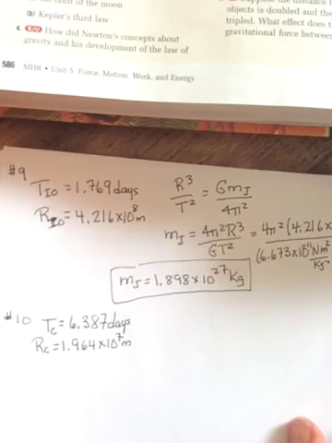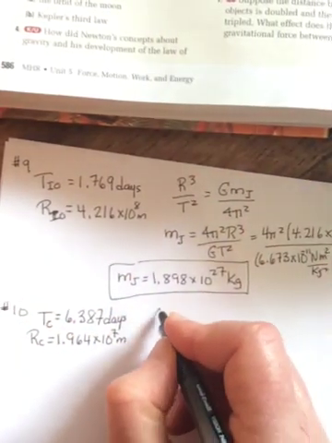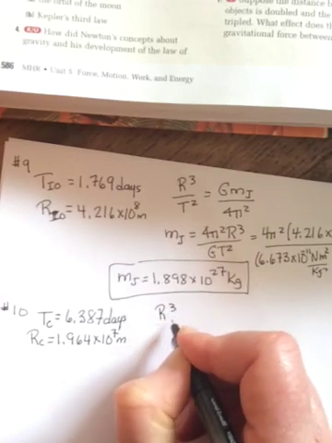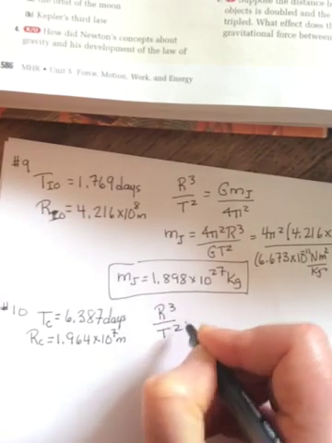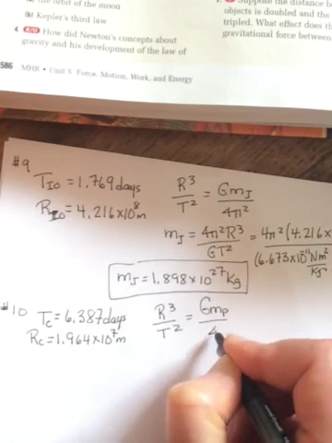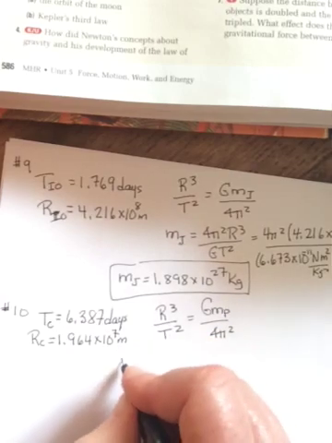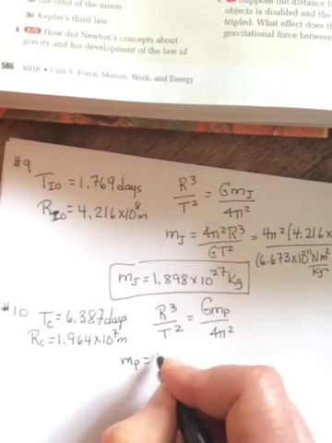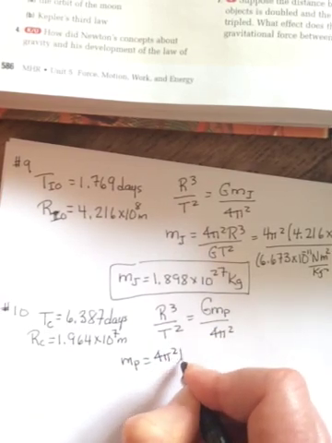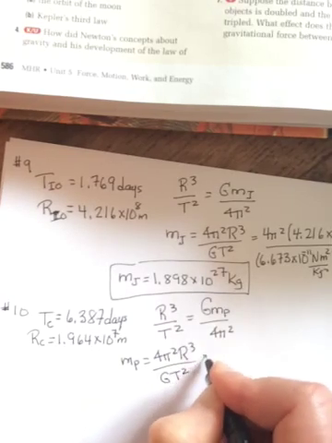Use Newton's version of Kepler's third law. So exactly what we used up above, except this time they thought they'd tell you to be nice. They didn't tell you in the first one. So R cubed over T squared is equal to G mass of Pluto this time over 4 pi squared. Rearrange for the mass of Pluto. Bring your 4 pi squared up with your R cubed. Take your G down with your T squared.